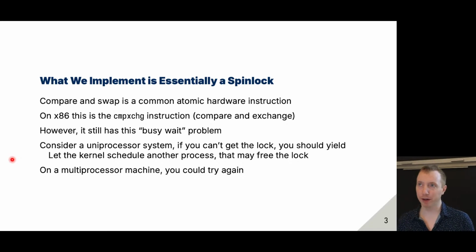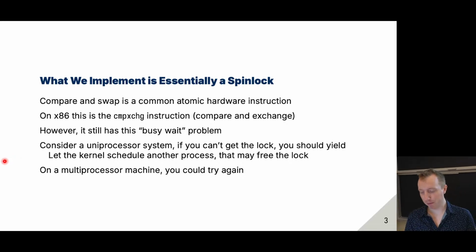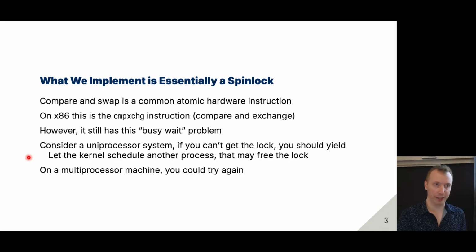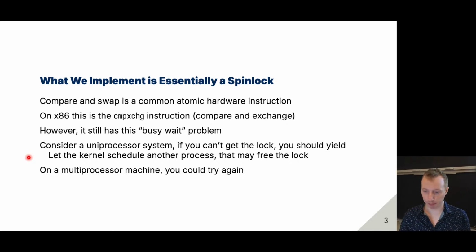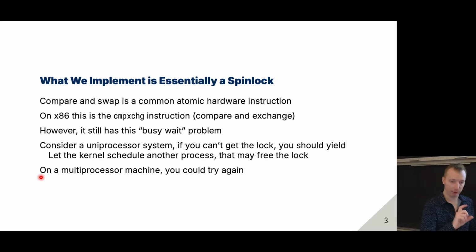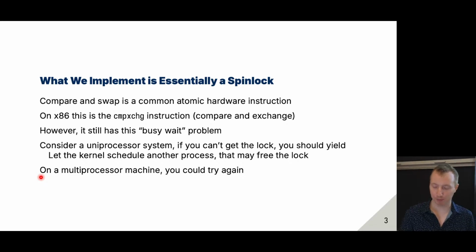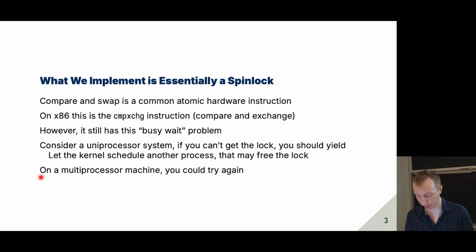Sometimes having a spin lock is okay if our critical section is quite small. Maybe if trying it a few times isn't that big of a deal. But it's more of a big deal if we have a uniprocessor system, so something with a single core, because we know if we can't get the lock, we should just yield to a different thread and let the kernel schedule another thread or another process, and then maybe that frees the lock. On a multiprocessor machine, spin locks may be good if our critical section is really, really small, because to yield, you have to do a system call and all of that, and then the scheduler has to run, so maybe it's better to just try again sometimes.